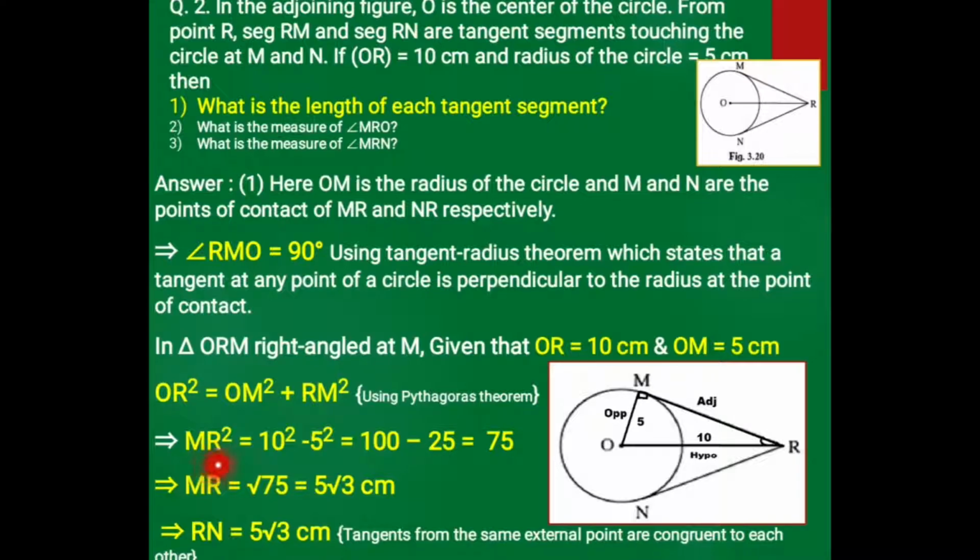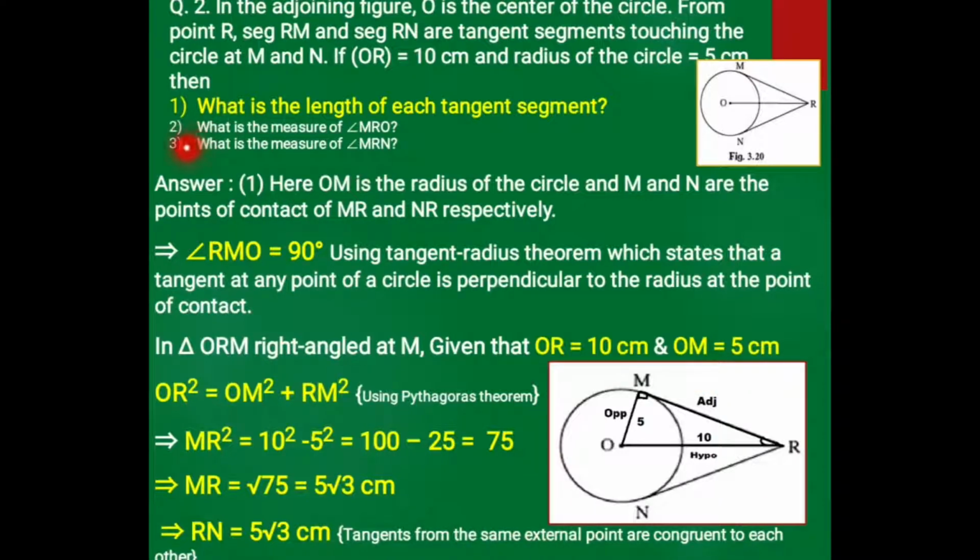Now we have to find the value of MR. This is the value of MR square. So taking square root on both sides, we split 75 as 25 into 3. Square root of 25 is 5. Square root of 3 we cannot calculate. So we write square root of 75 as 5 root 3. Similarly, we can find RN, which is congruent with RM. From the property that tangents from the same external point are congruent to each other, RN equals 5 root 3 centimeter.